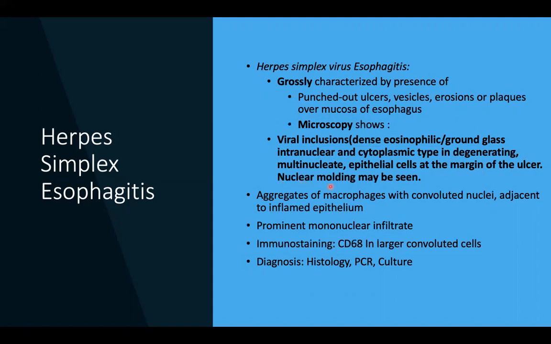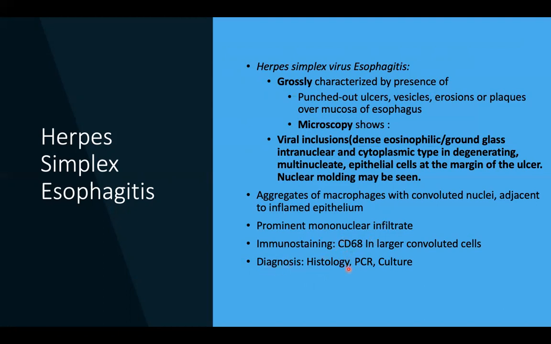The nuclear molding or nuclear flattening of the adjacent cells is another characteristic feature of herpes simplex infection. Another striking feature is aggregates of macrophages, and some of the macrophages have convoluted nuclei. The macrophages are seen adjacent to the inflamed epithelium. A prominent mononuclear infiltrate is seen at the site of ulceration, and immunostaining reveals CD68 in the larger convoluted cells, staining the histiocytes adjacent to the ulcerated or inflamed site.